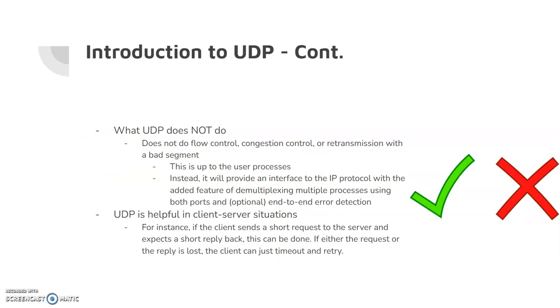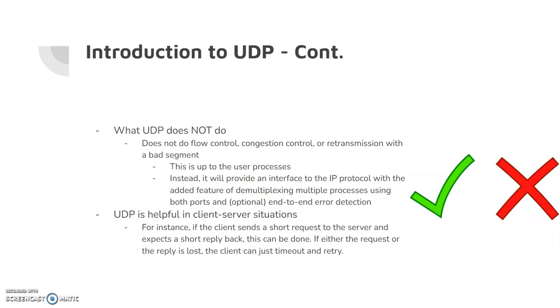Now we're going to be talking about what UDP does not do. It does not do flow control, congestion control, or retransmission with a bad segment. This is up to the user processes and not UDP. Instead, it will provide an interface to the IP protocol with the added feature of demultiplexing multiple processes using ports, and optional end-to-end error detection.